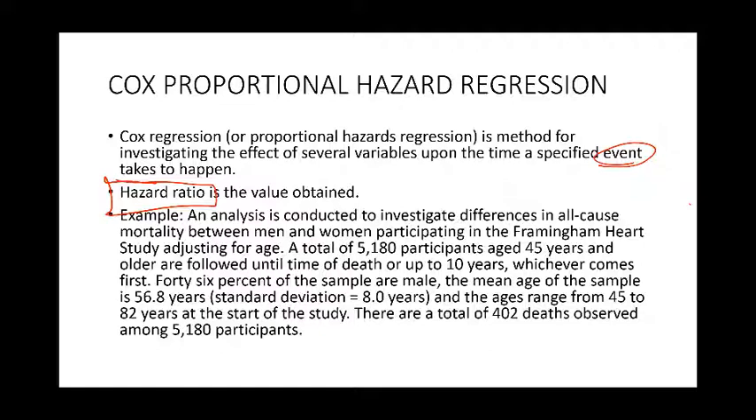Now 46% of the sample is male, and the mean age of the sample is 56.8 years, which is both male and female included. So 54% are females, 46% are males, and the average of the entire sample study is 56.8 years. And ages range from 45 to 82. So out of 5,180 participants, 402 deaths were observed.